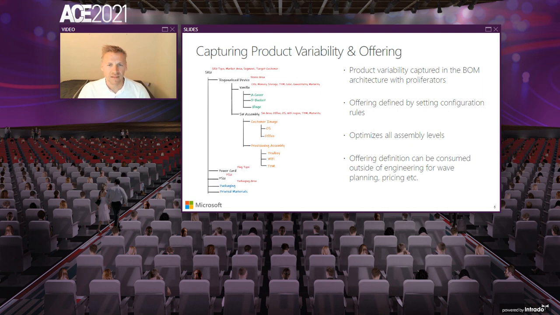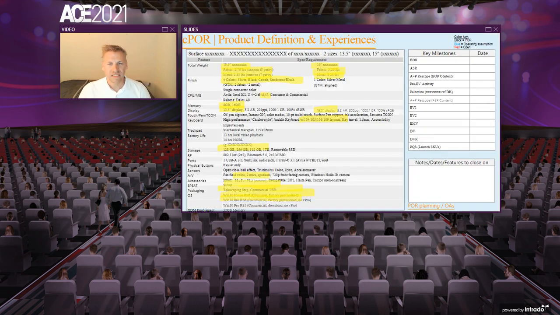And then when we define the actual offering, we set rules between these different proliferation points. This is typically the starting point to capture all that. It comes from marketing and engineering together. They define what we call the POR, plan of record, that captures the different variation points for a new product. In this case, we have different screen sizes, different colors, different processors, memories, storages, and different key sets. This seems to have fixed key sets on the product, so those have to be captured.